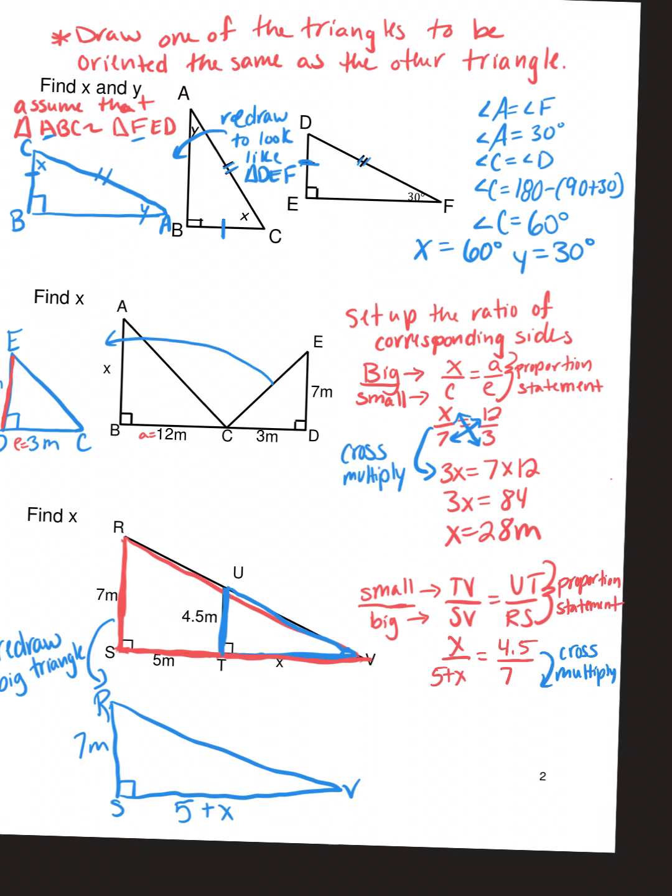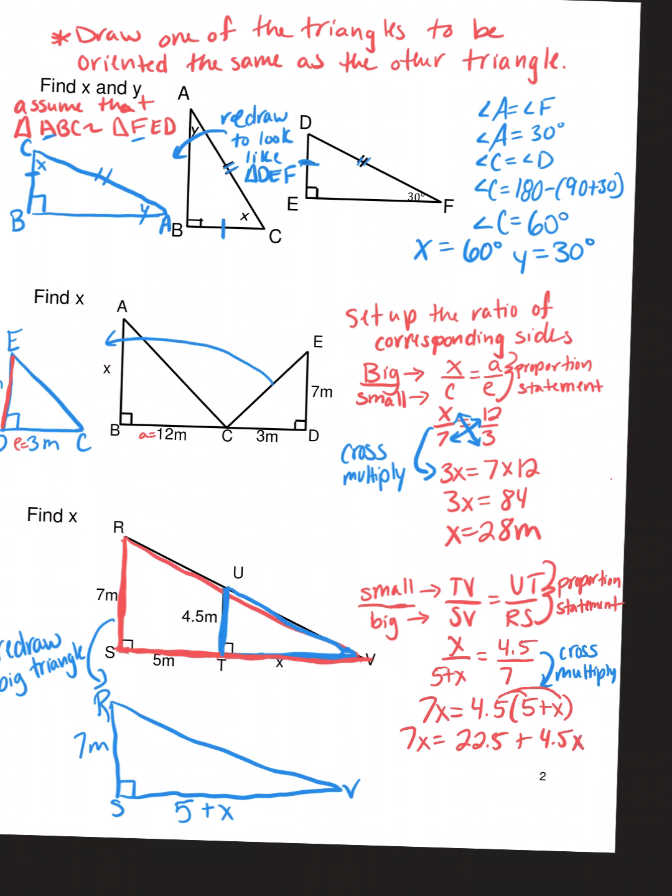So we're going to have 7 times x on one side, and we're going to have 4.5, and we're going to put what you're multiplying it by in brackets, right? Because we're multiplying that whole thing by 5 plus x. So we have to distribute that 4.5 into our bracket. So 4.5 times 5 and 4.5 times x. So 4.5 times 5 is 22.5, and 4.5 times x is 4.5x.